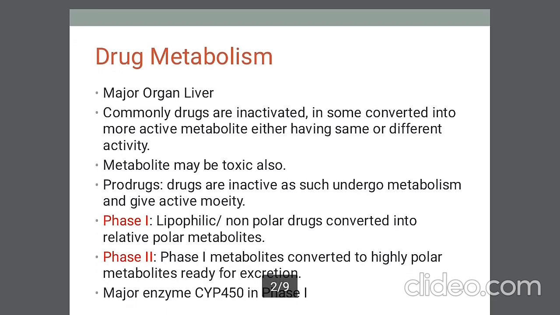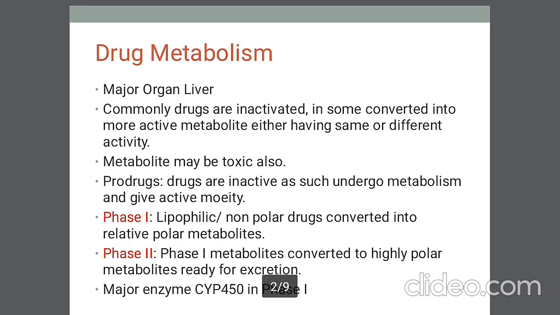In this process, commonly drugs are inactivated, but in some cases, a drug after metabolism gives you a metabolite which is more active. For example, terfenadine. Terfenadine undergoes metabolism to give you fexofenadine as a more active metabolite. In some cases, metabolites also lead to toxic metabolite generation. For example, cyclophosphamide, where cyclophosphamide will give you acrolein as a toxic metabolite. But in general, we can say drug metabolism leads to inactivation of drug. There are some other exceptions to this also.